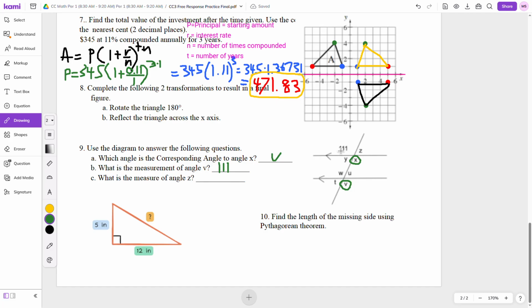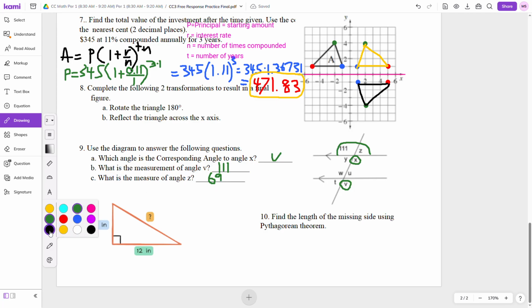And angle Z is a linear pair with 111, right? They form a line. And a line is 180 degrees. And if we already know that one of them is 111, then Z has to supplement that. And so they add up to 180. So I just do 180 minus 111, and that turns out to be 69.